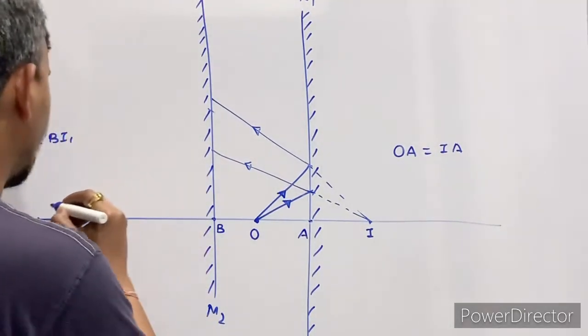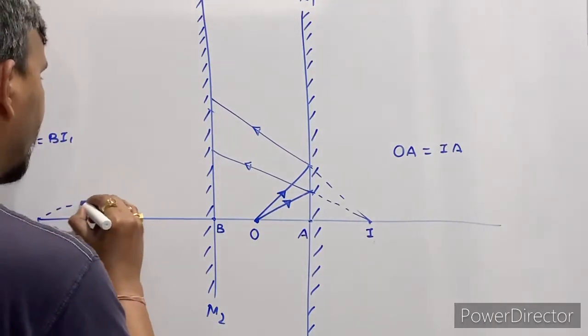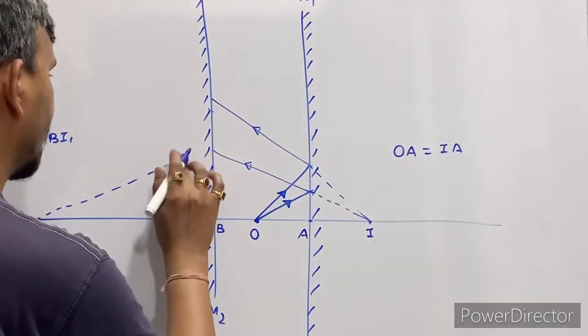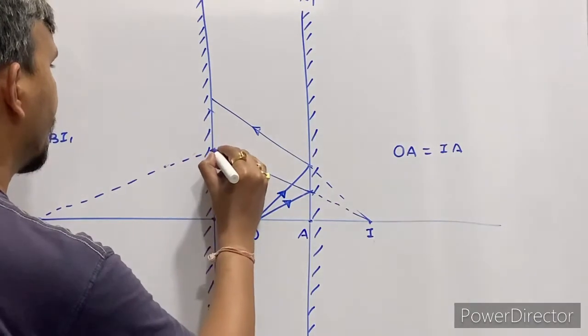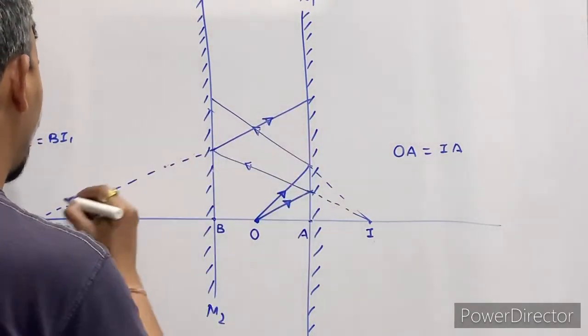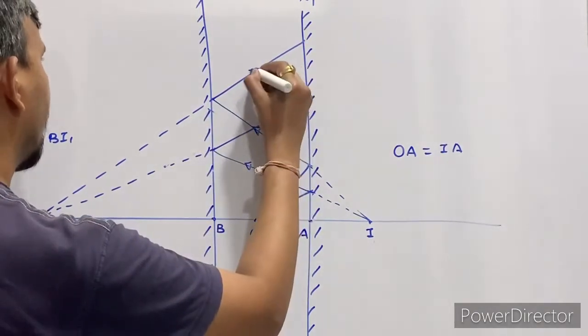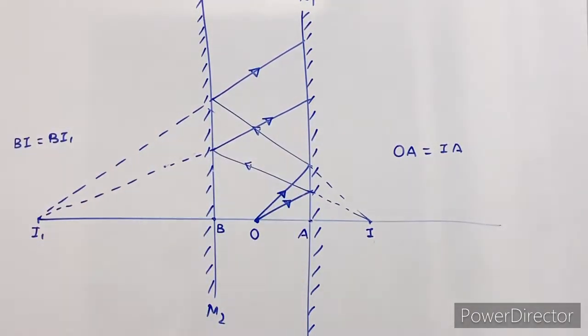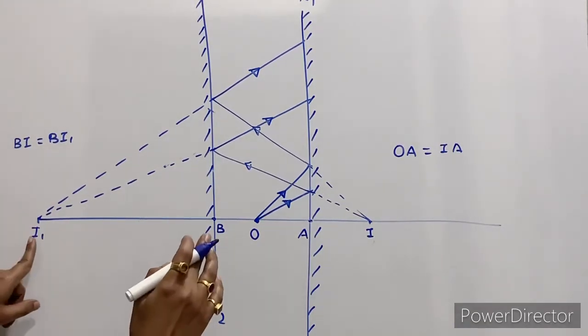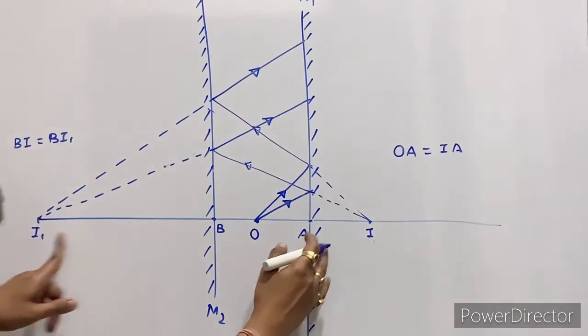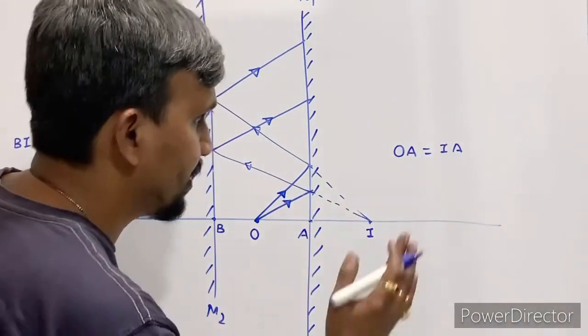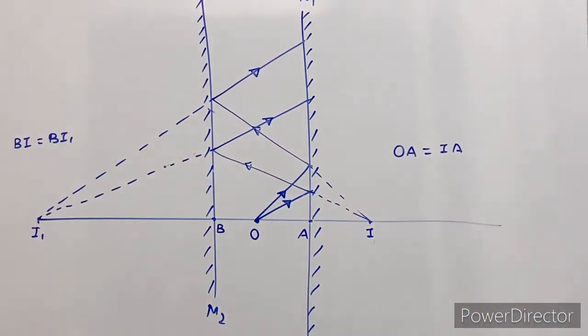Then I will join these two points with two lines. This is the first and this is the second. In this way, for the third case, I will take AI1 equal to that distance, but it is not practically possible for you to draw on the board or in a book. So in this way, infinite images are formed.